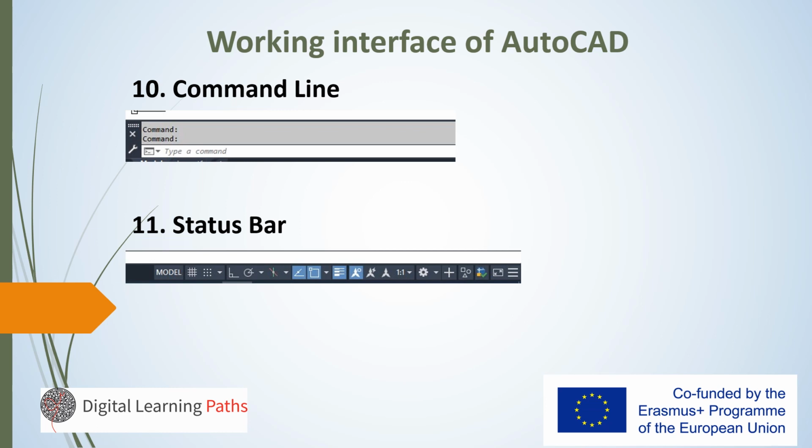Number 11, status bar. The status bar is aligned to the bottom right corner of the application window. Tools located on the status bar are primarily focused on helping you draw and on managing the user interface.